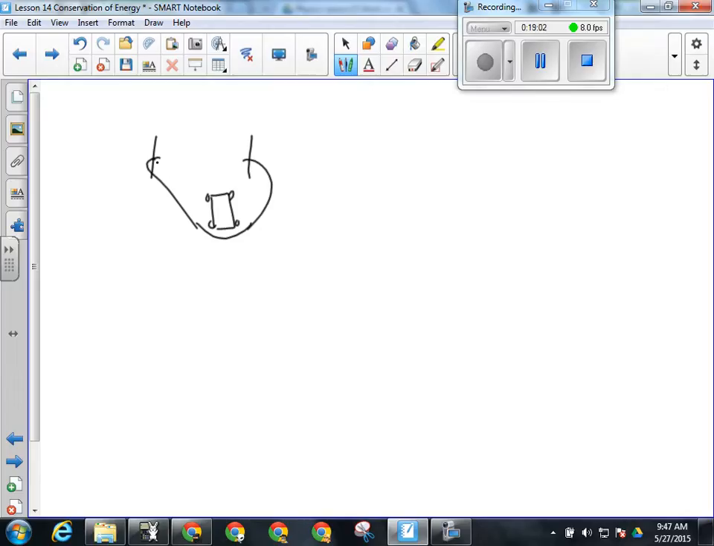Probably even the rubber band, you can probably hear that when it gets released, things like that. So those are all the things we want to think about as to where that energy is going. Now, we talked about how work is force times distance.